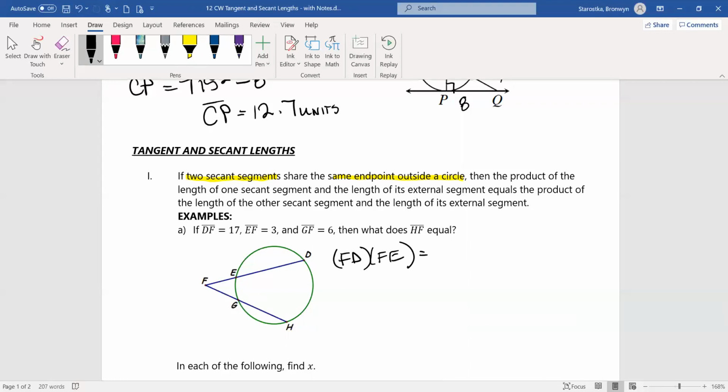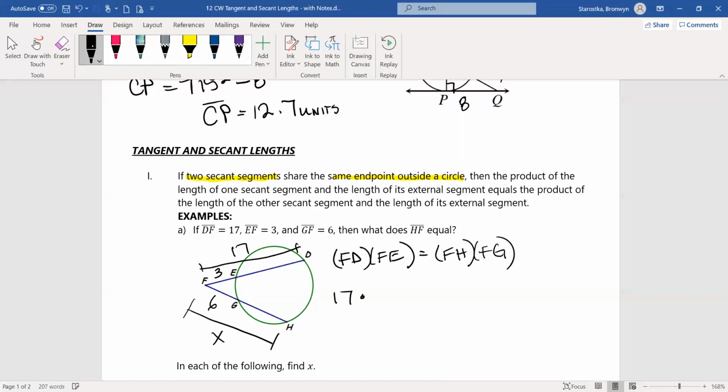After this. That's going to equal FH, the whole length of the other secant, times FG. So let's plug in those numbers. We know that from D to F or F to D is 17 and FE is 3. We know that G to F is 6. We don't know FH. So we're just going to plug that in.